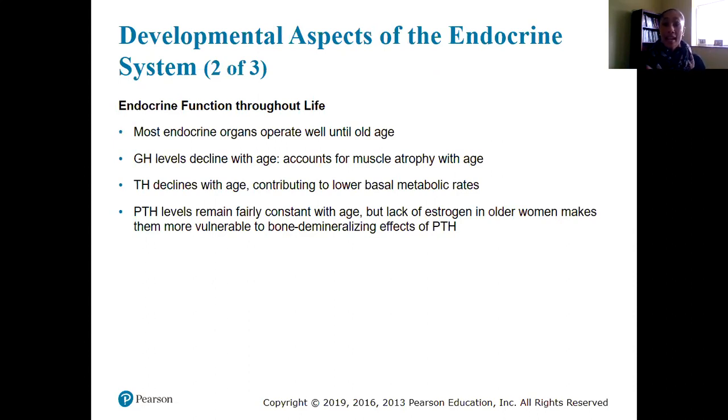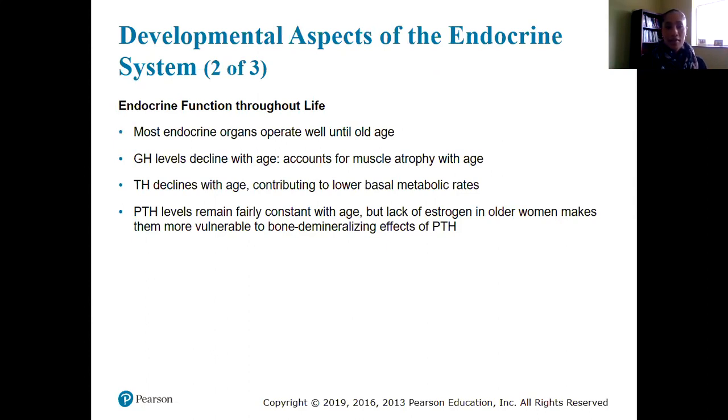Of course, there's declining levels of certain hormones throughout the body, but as a whole, as an overall system, the declines are not as severe as other systems. So for instance, growth hormone levels will decline with age, and so that accounts for our muscle breakdown as we age. Thyroid hormones are going to decline as we age, so that's going to contribute to lower metabolism.